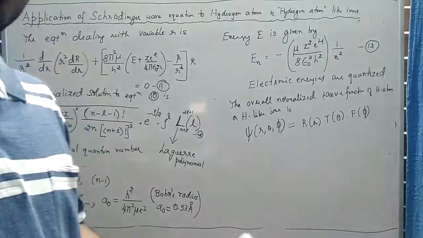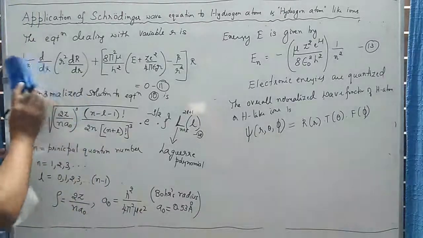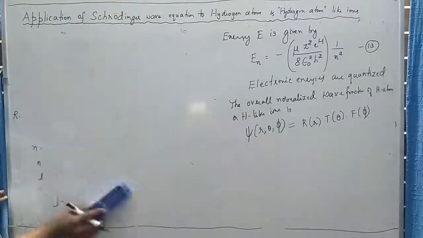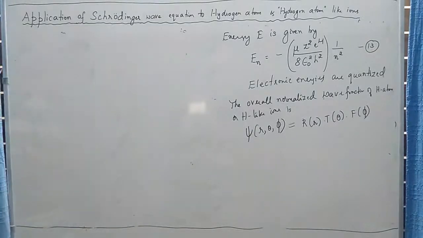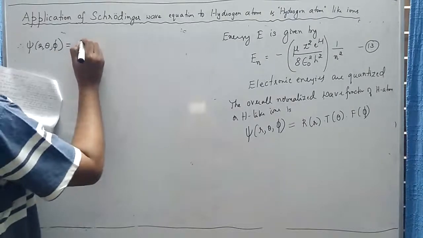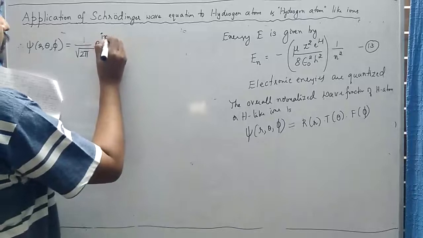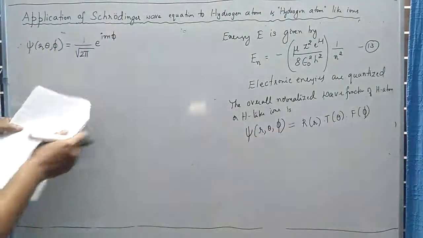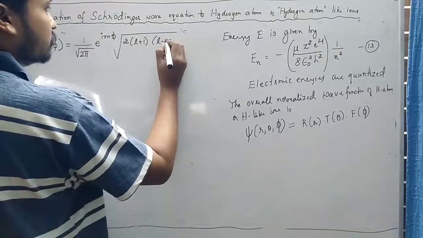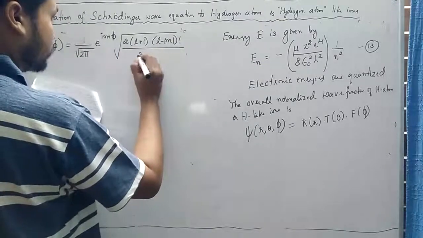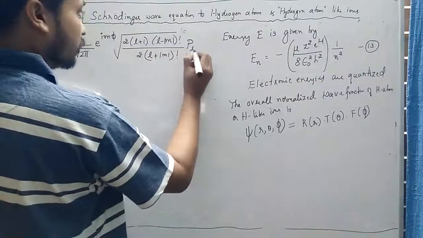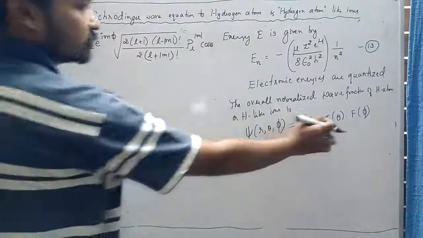So if I multiply all these three terms, that would give the overall expression for the wave function, which is nothing but the multiplication of the wave functions of the theta variable, r variable and phi variable, which you have to memorize. Okay, so psi of r comma theta comma phi is equal to 1 by square root of 2 pi into e to the power i m phi, which is nothing but function F of phi, into square root of (2 into L plus 1 into L minus mod m factorial) divided by (2 into L plus mod m factorial), into the polynomial of degree L and order m in cos theta. This is nothing but T of theta.